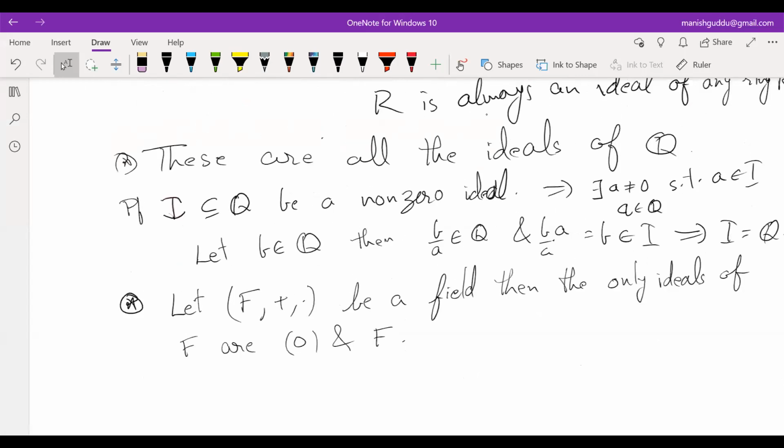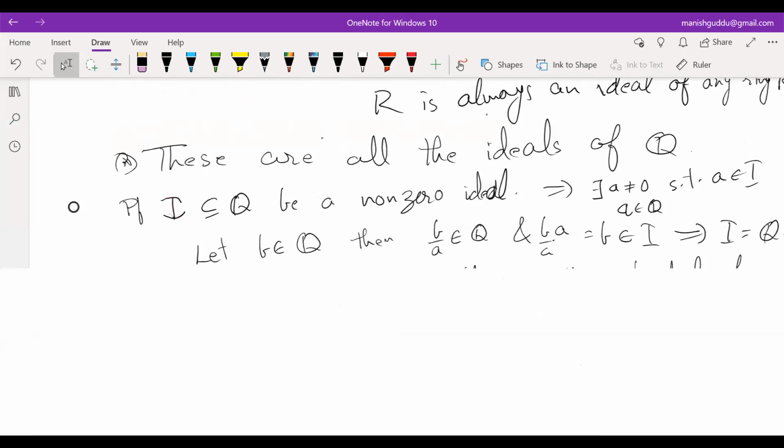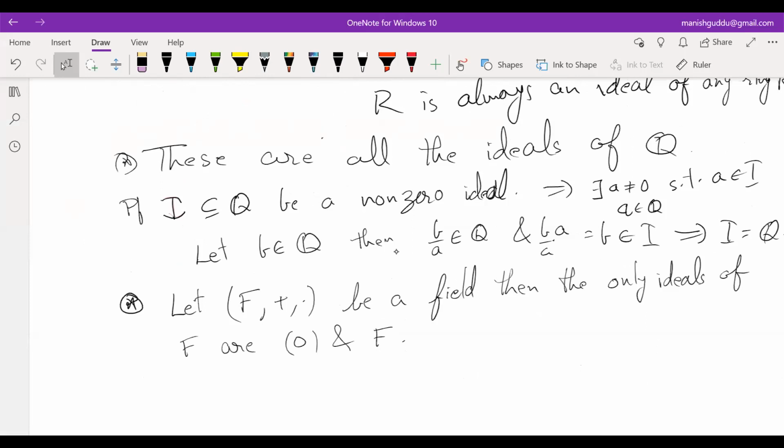And the proof is the same. Of course, 0 and F are ideals, and if you start with some non-zero ideal, then that means there is a non-zero element of F. And in fields, the definition of a field is that every non-zero element should have a multiplicative inverse. Since this is the first course, maybe I'll indicate it is just the same non-zero ideal, same proof.